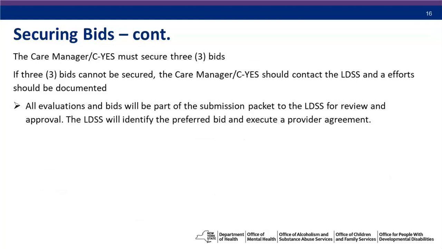If for some reason you cannot secure 3 bids, we just need to document why we couldn't get 3 bids. So maybe there was only one contractor in the area that got back to you. You just need to write that in a note that you're going to include in the packet, so that the LDSS can review the 3 bids, and all 3 bids need to go, not just the one that you like. So you send them all over to the LDSS, and the LDSS will take a look at the packet.